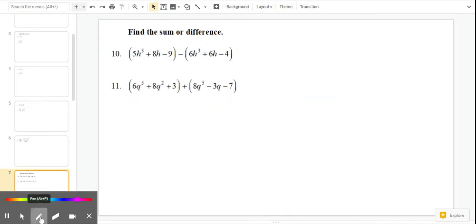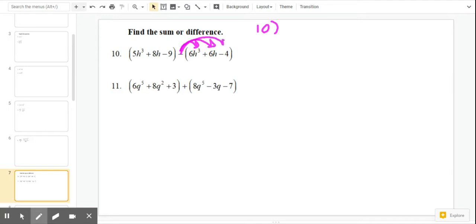All right, so now finding sum or difference. So this is where we need to group like terms. So for number 10, let me start up here. So number 10, first thing I want to do is distribute that negative. So we're going to have 5h cubed. Actually, I don't want the parentheses anymore once I distribute the negative. So 5h cubed plus 8h minus 9, and then distribute the negative. So minus 6h cubed minus 6h, and then we have negative times negative. So it turns into plus 4.